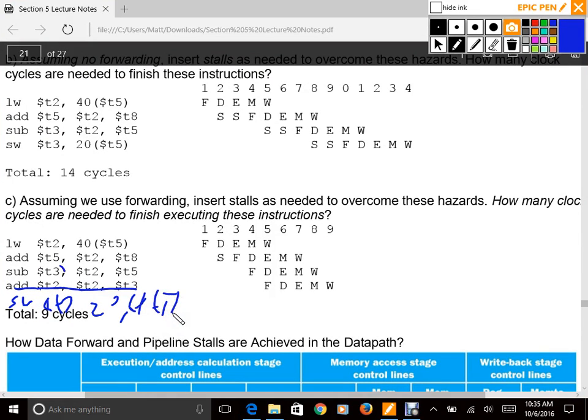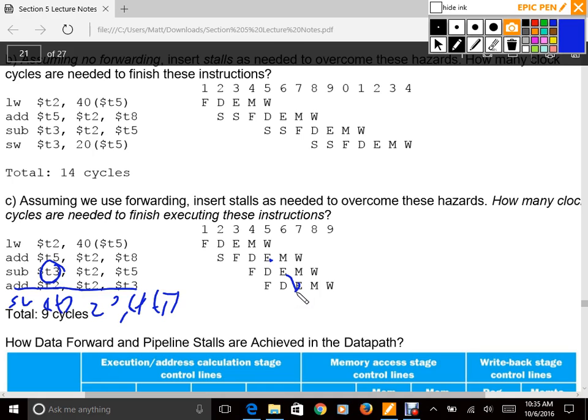So what's going on here is I've calculated T3. I have it in the ALU. So what I can do is I can actually put it on the buffer so that way it can be sent to the data memory immediately instead of having to wait for it to write to the register and put it on there. So we do not need to insert a stall.